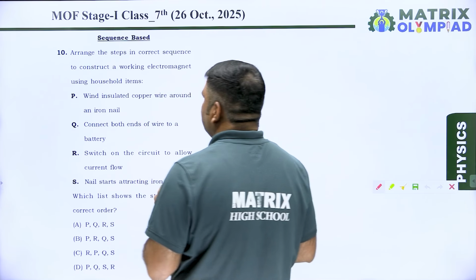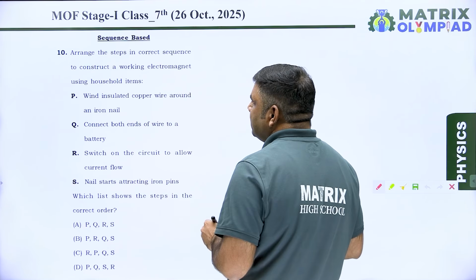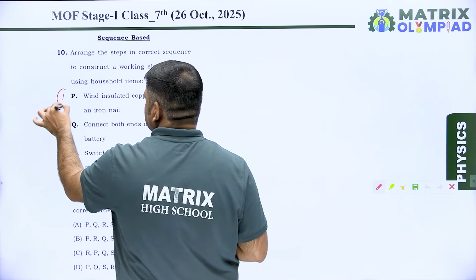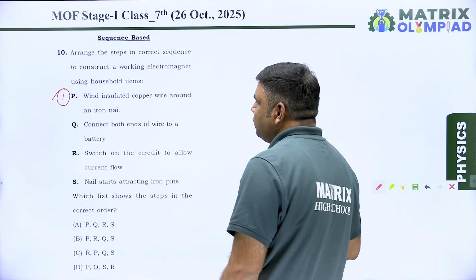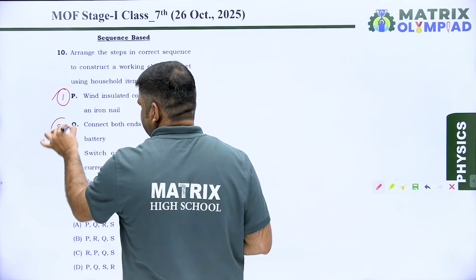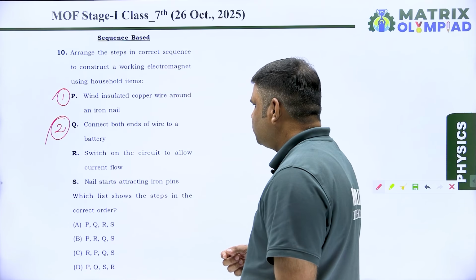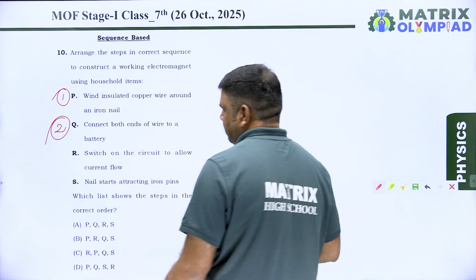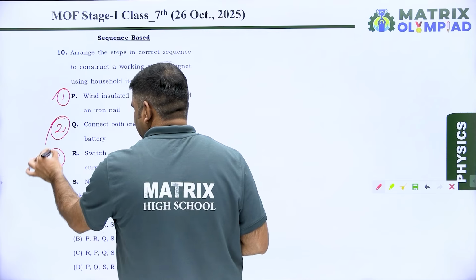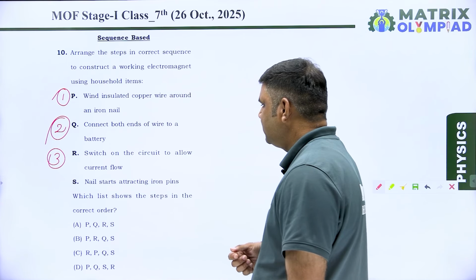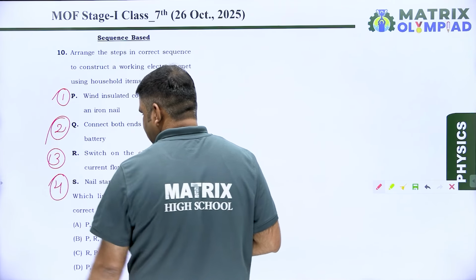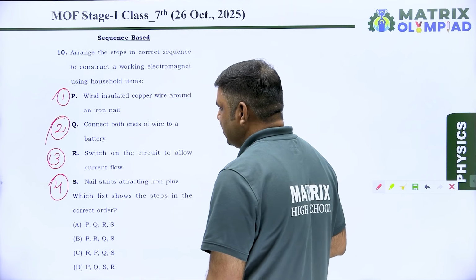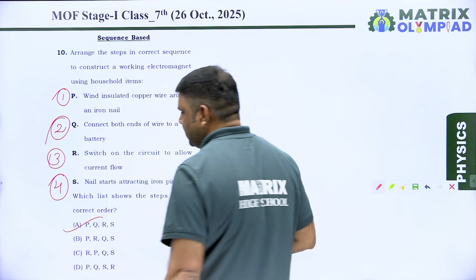Okay, first we have to wind the copper wire around the nail. Second, we connect both the ends of the wire to a battery. Third, switch on the circuit to allow the current flow. And the last one is the nail starts attracting iron pins. So this is the correct sequence. So our correct answer will be P, Q, R, S. So option A will be the correct answer.